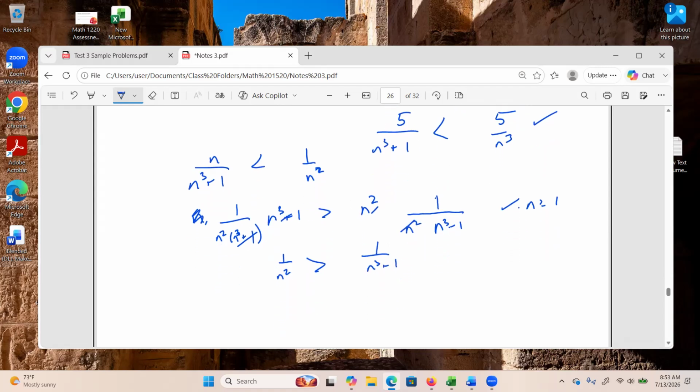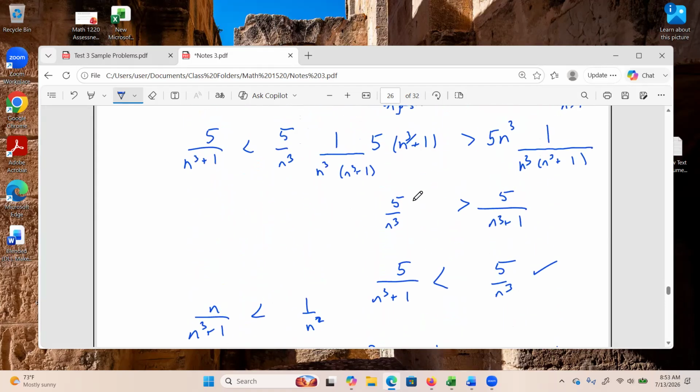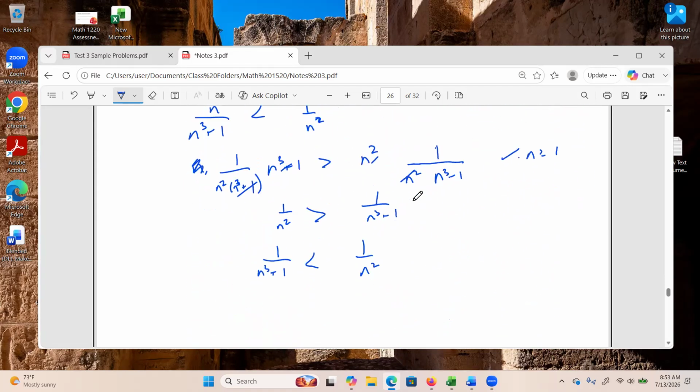So again, we could say that 1 over n cubed plus 1 is less than 1 over n squared. Okay, so we can pretty much say that. Now what I'm going to do is examine this little piece right here. We're just going to take a look at that.